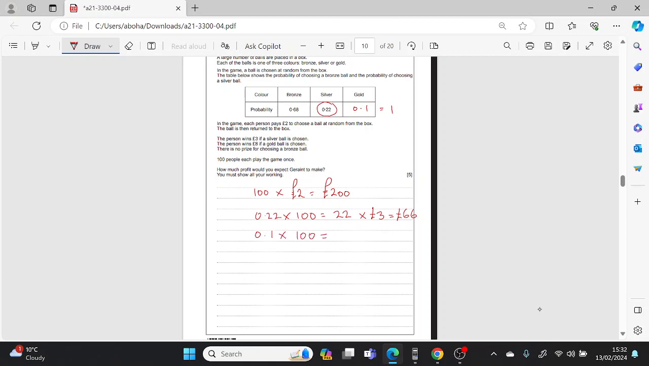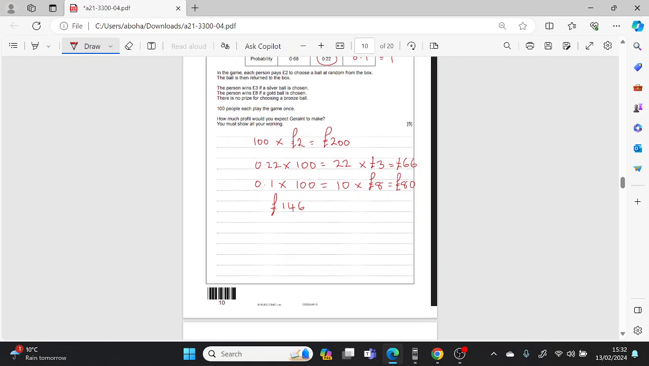And it's the probability of gold times, again, 100. So I'm only expecting 10 people to choose gold. They're going to win £8. So 10 times 8 is going to be £80. Add those together. So we're expecting to pay out £146. So how much profit are you going to make? Well, it's just going to be 200 minus 146, which is going to be £54.